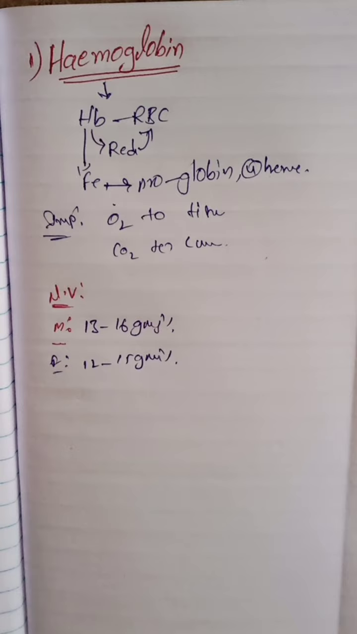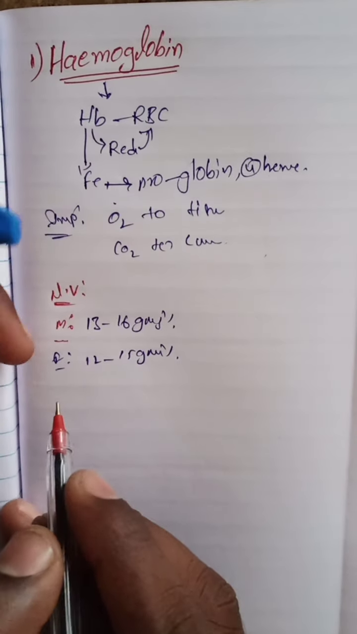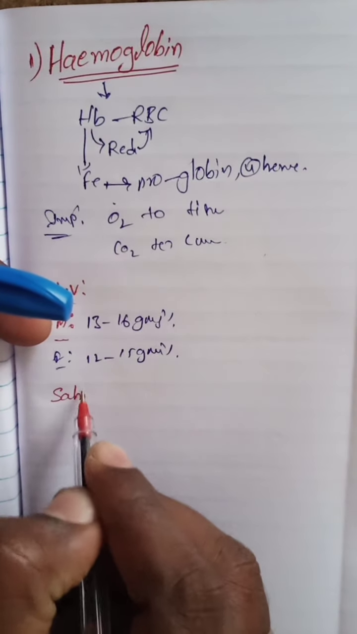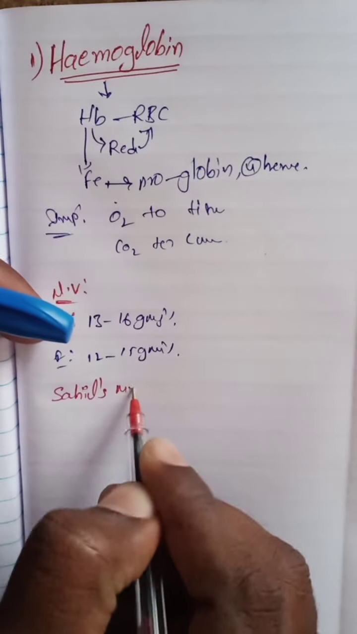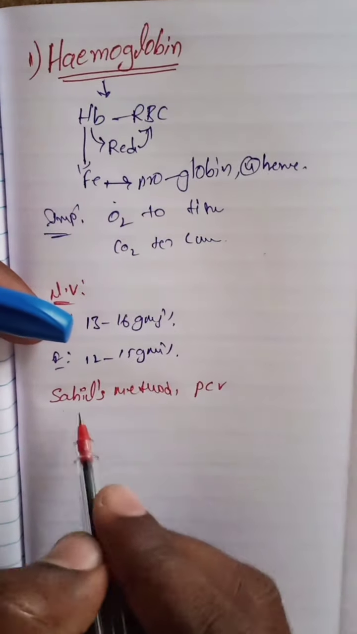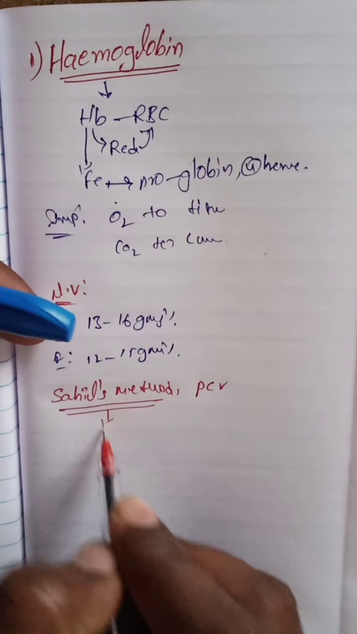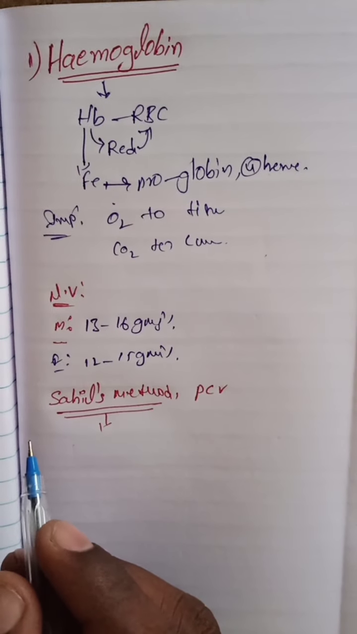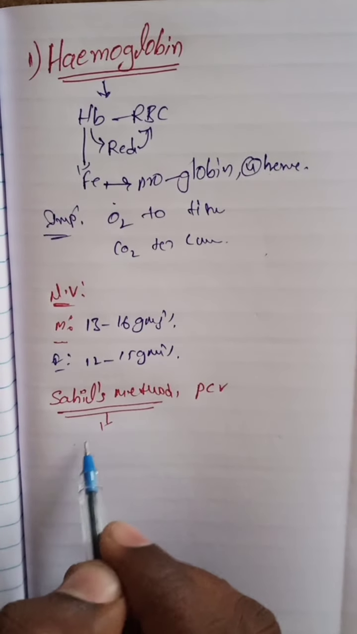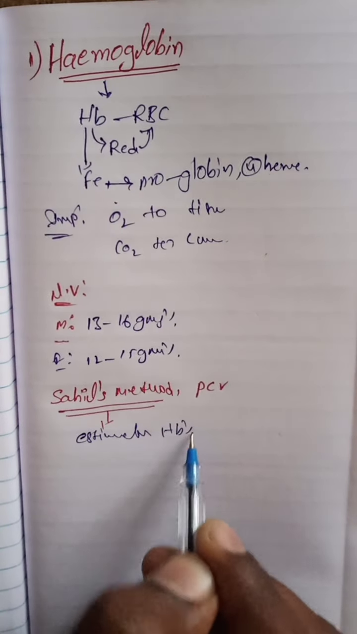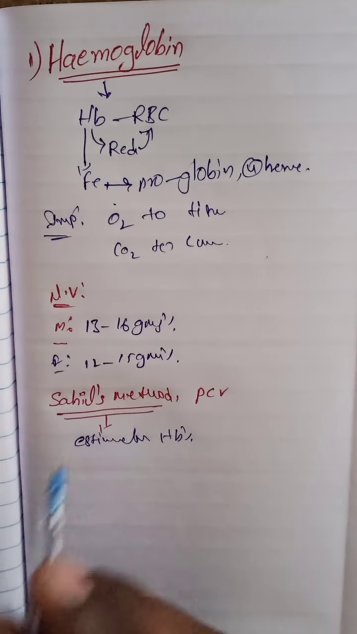Hemoglobin is estimated by different methods. Very important methods are Sahli's method and the PCV method. First we will discuss Sahli's method. With Sahli's method we estimate the hemoglobin percentage in the body.